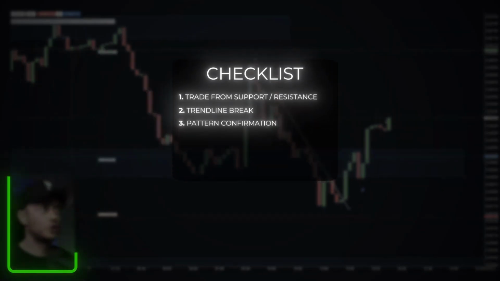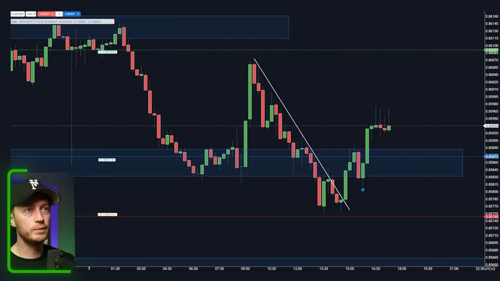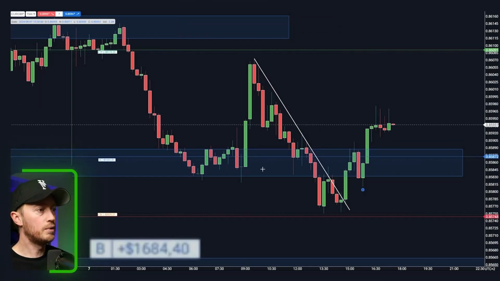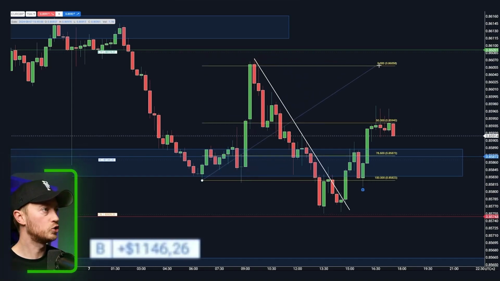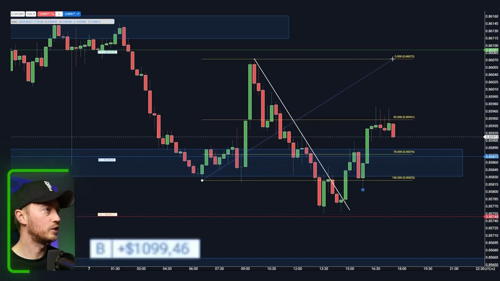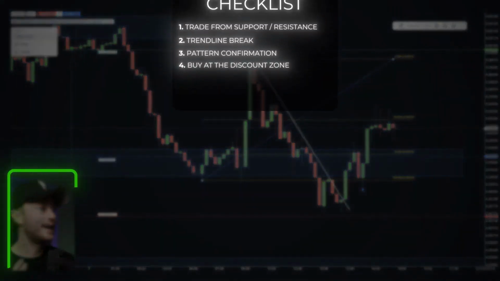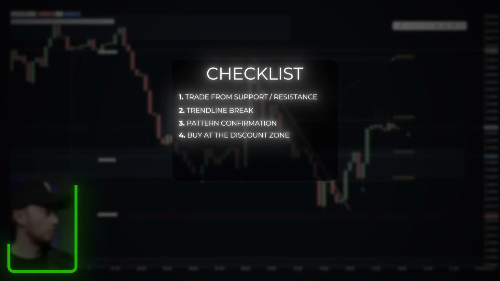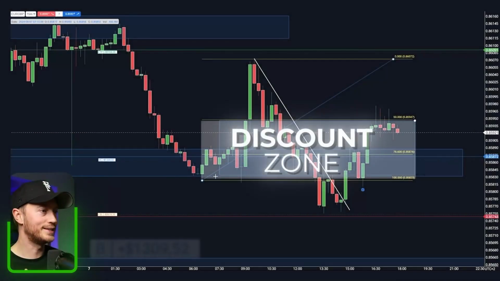Now, all these steps are looking fantastic so far. What else am I doing? Well, you know what I'm doing, right? I'm going to take the bottom of this move right here to the top of this move, the swing low to the swing high, and I'm dragging that across. And where do I want to buy? I want to buy at the discount zone. So price below 50%, right down here. Anything below 50% is our discount zone.